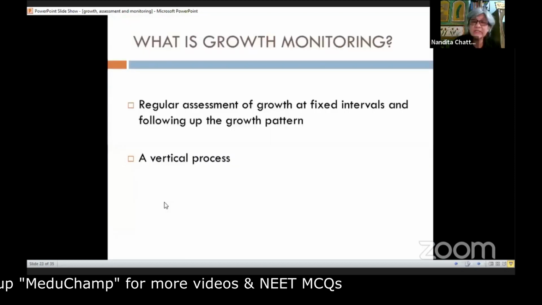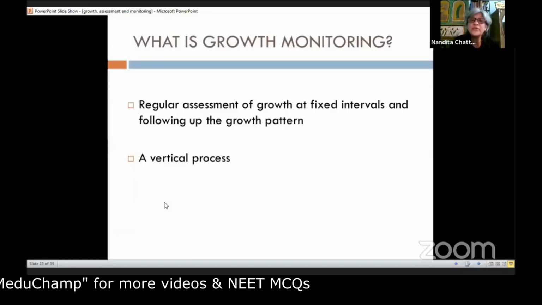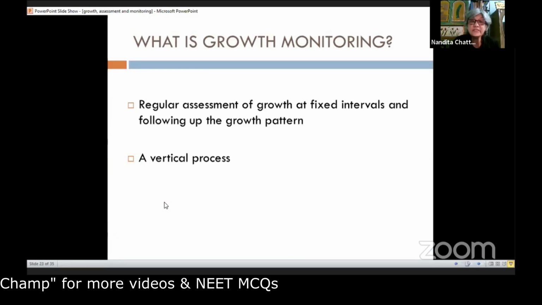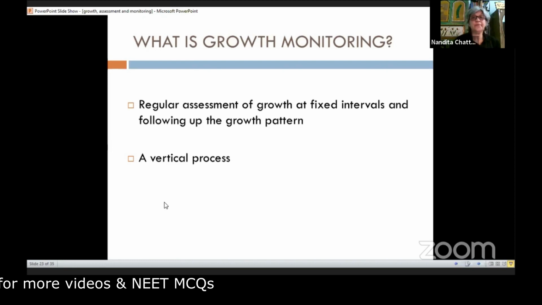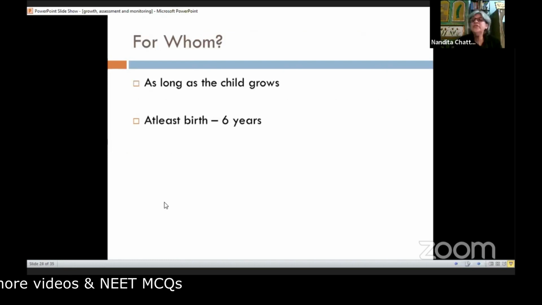So what is growth monitoring? I've already told you. We have to remember growth monitoring is a vertical process. Okay, it is following the growth pattern over time. When do we do it? Starting from birth, you can do it as long as the child is growing. That is 0 to 20 years or 0 to 18 years. But the most important period is from birth to 6 years, because that is when the most effective growth is going on, particularly pertaining to the nutritional aspect of the child.